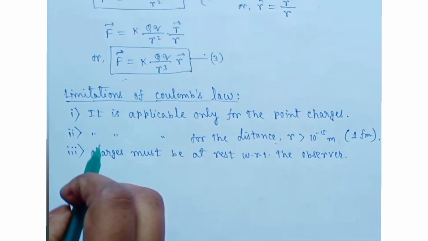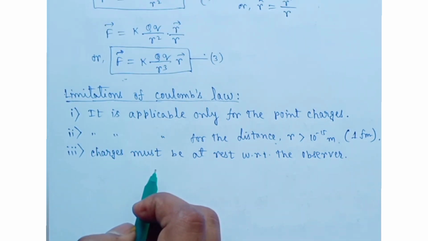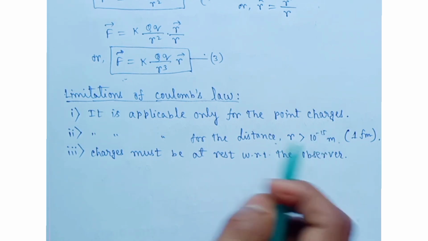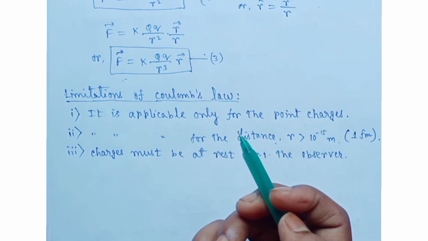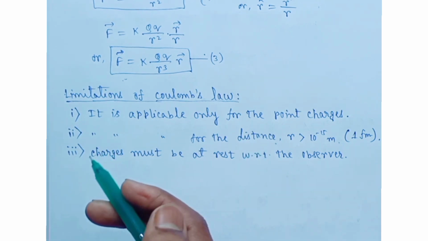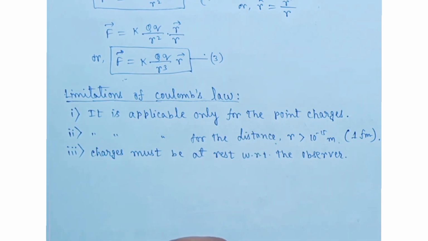So these are the major limitations of Coulomb's law. Coulomb's law is not applicable for distances less than 10 to the minus 15 meter. Coulomb's law is not applicable for larger charged objects. Coulomb's law is not applicable when the charge is moving with respect to the observer.